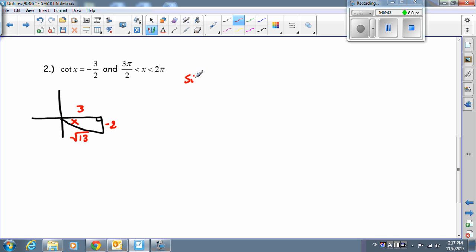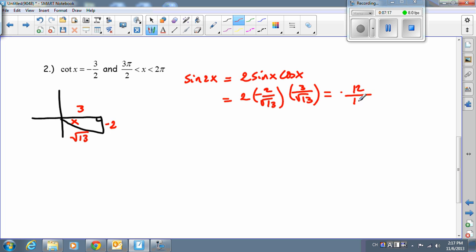So let's start with the sine of 2x. Sine of 2x is equal to 2 times, if you remember, the sine of x times the cosine of x, which is equal to 2 times the sine of x. Actually, the sine will be negative 2 over square root of 13 times the cosine will be 3 over square root of 13. And your answer will be negative 12 over 13.